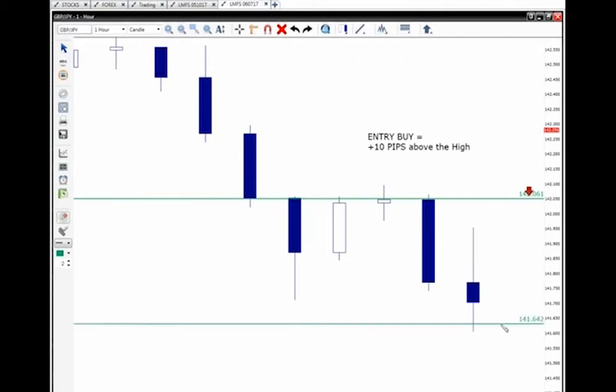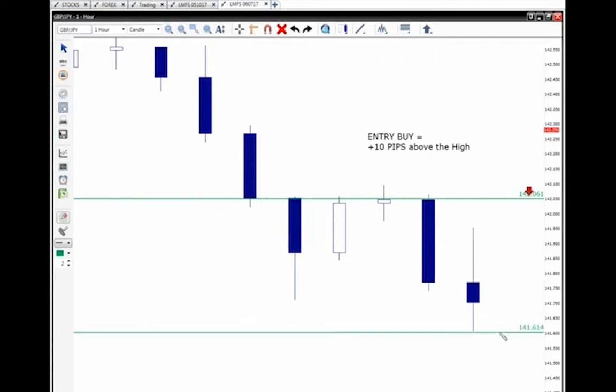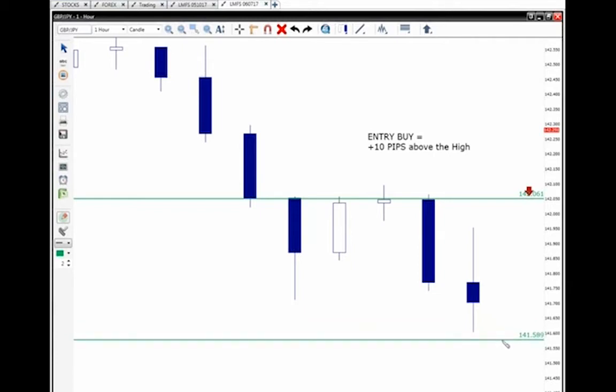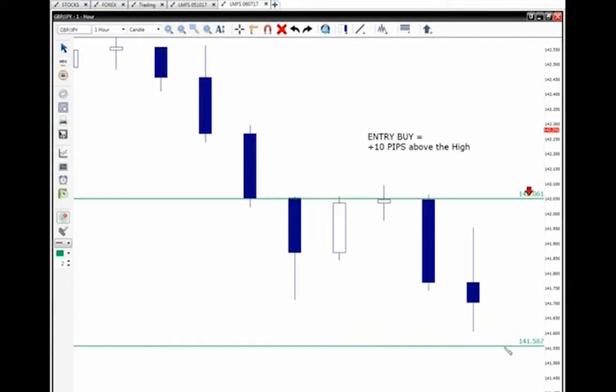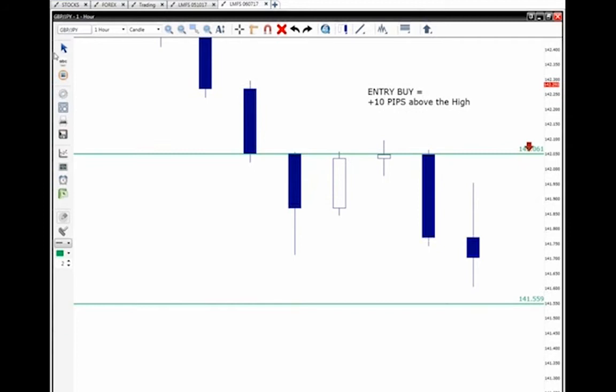Sorry, entry buy is 10 pips above the high, and our entry sell is going to be 5 pips below the low. So 61, we'll set this at 55. Right about there, bam. And I'll type this out as well. Hold on one second, let me fix my mouse. There we go. So entry sell is going to be minus 5 pips below the low.